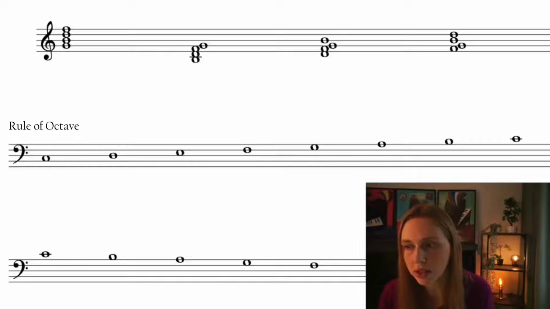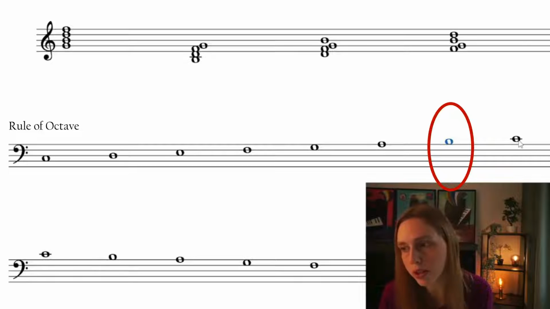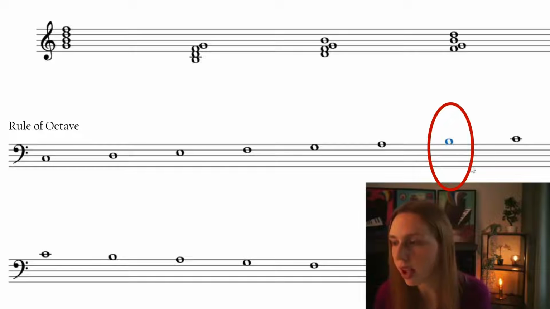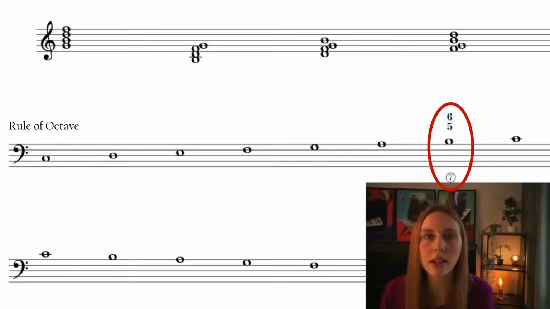So first question is, where could the first inversion of the dominant seventh chord be placed in the rule of octave? The first inversion of the dominant seventh chord can only be placed here on the seventh degree, and only when the bass goes upwards afterwards. Using the bass note number, so the melodic degrees of the bass, I can write the seventh degree here. And using the continuo numbers, I can write 6, 5, or since it's a 5, 6 chord. This is the only possible placement for the first inversion of the dominant seventh chord in C major.